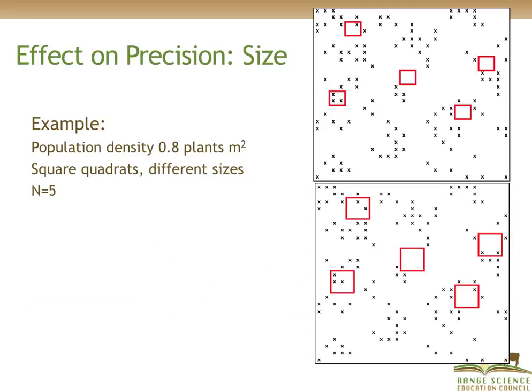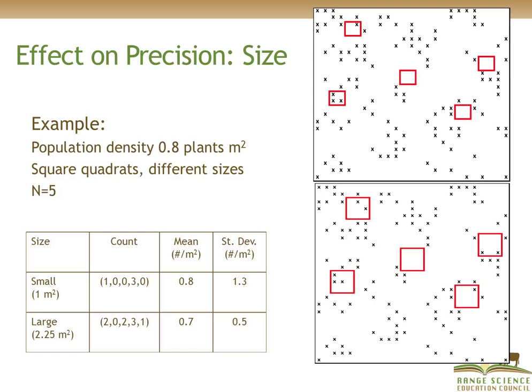Now let's consider the effect of size and shape on precision. First, we'll look at size. In this example, we see two schematics of the same population. Plants are represented by these little X's, and we can see how they're distributed in the landscape. And the true population here is 0.8 plants per meter squared. We're using square quadrats, but of different sizes. And so here we're going to compare the effects of going from a smaller quadrat to a larger quadrat on the precision of our estimate. We're using a sample size of 5 for the ease of the demonstration.